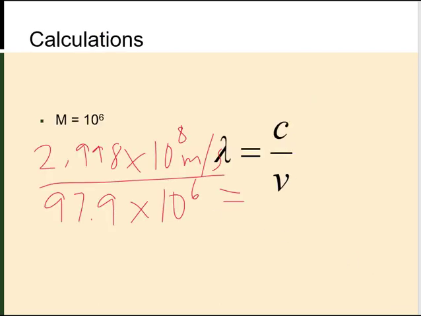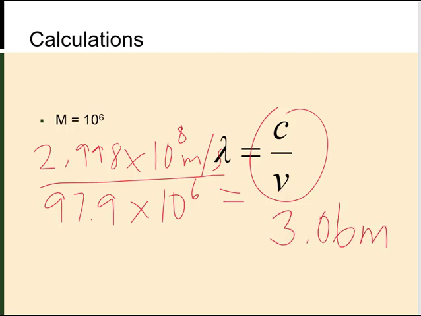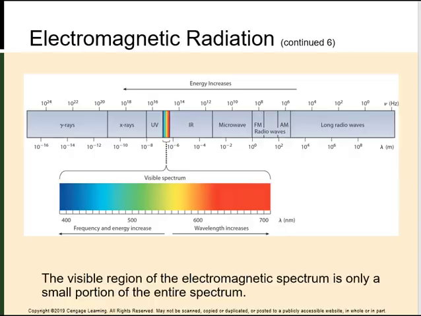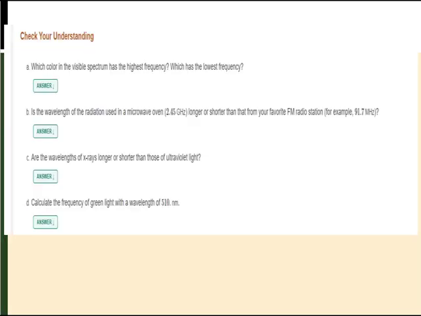So when I set up this problem, the wavelength is equal to c, the speed of light, over ν, and we get 3.06 meters. If we go back and look at our electromagnetic spectrum, 3.06 would be right here between 10 to the 0 and 10 to the 1, so it would be our FM radio waves. Why don't you try a few more examples here, and then we'll go over them in just a minute.